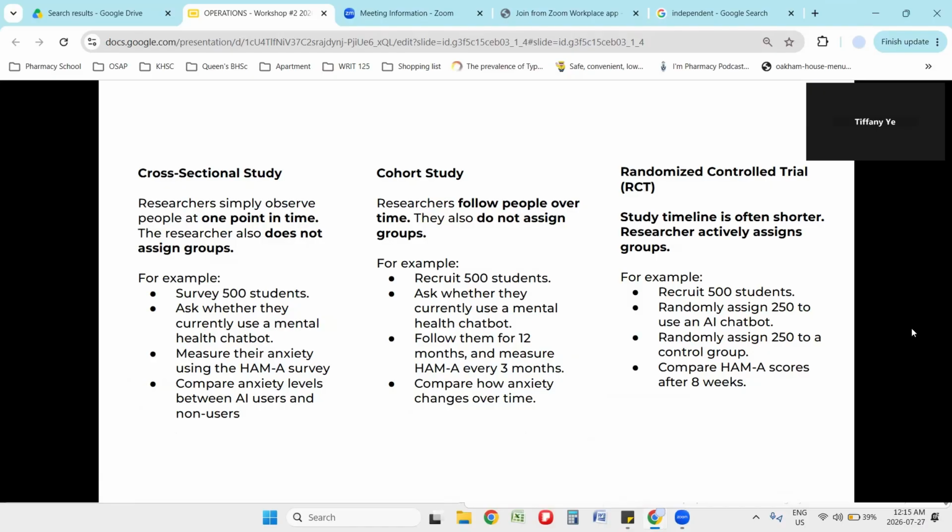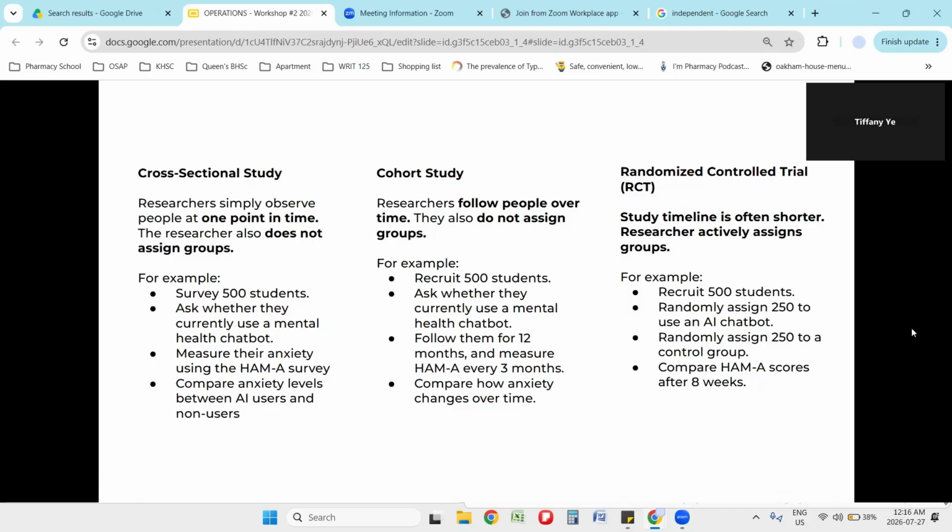Going back to our hypothesis that students who use AI chatbots will receive lower HAM-A scores, or reduced anxiety, than those who won't, we'll apply that hypothesis to these three examples. Over here for our cross-sectional study, let's say 500 students were surveyed about whether or not they used an AI chatbot, and then researchers decided to measure their anxiety using the HAM-A survey, and then they compared anxiety levels between AI users and non-users immediately after they completed the survey.